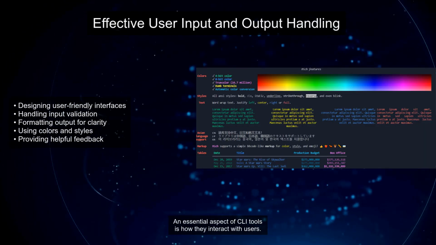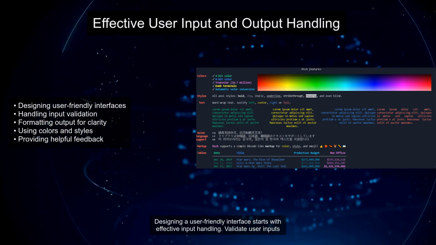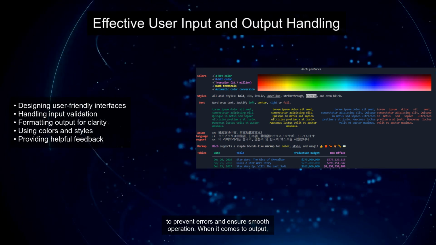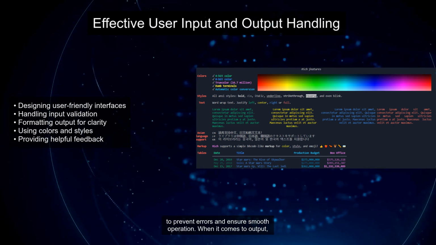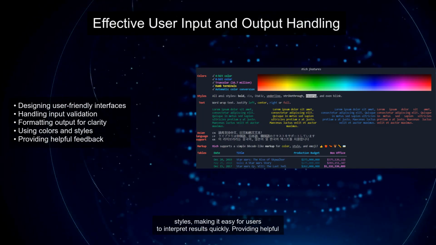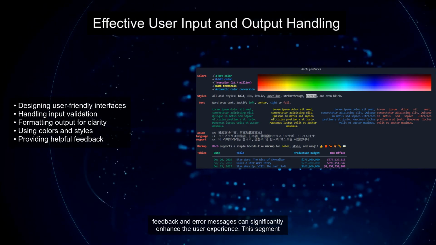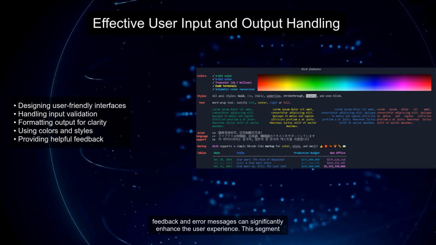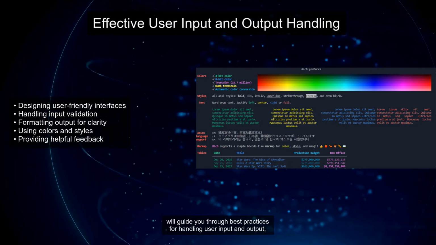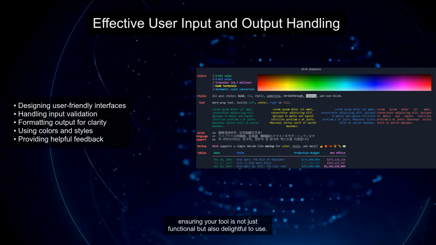An essential aspect of CLI tools is how they interact with users. Designing a user-friendly interface starts with effective input handling. Validate user inputs to prevent errors and ensure smooth operation. When it comes to output, clarity is key. Use Python's libraries to format output with colors and styles, making it easy for users to interpret results quickly. Providing helpful feedback and error messages can significantly enhance the user experience. This segment will guide you through best practices for handling user input and output, ensuring your tool is not just functional but also delightful to use.